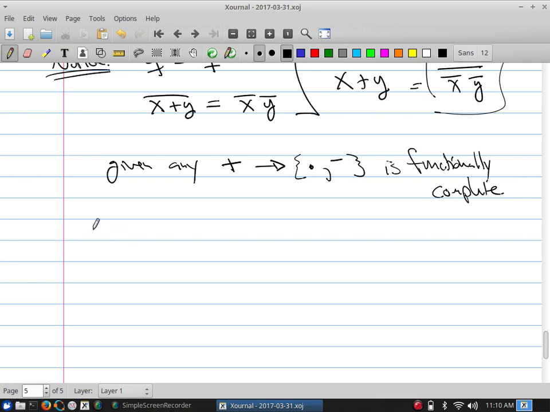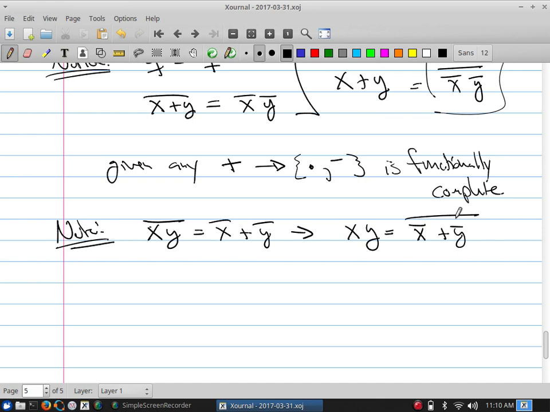So can't we do the same with the plus and bar? Yep. Since we have De Morgan's law of x, y not is x not or y not, that implies that x, y is actually x complement, y complement, complement. So if I was given any dot, it would become pluses and complements. So plus not is also functionally complete.